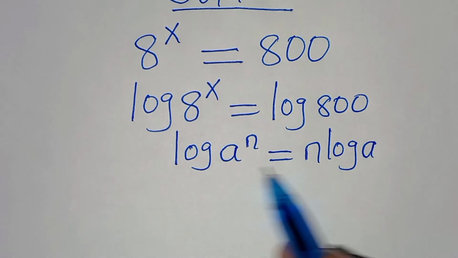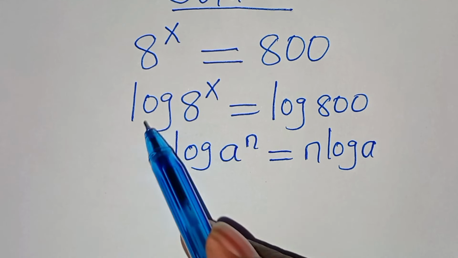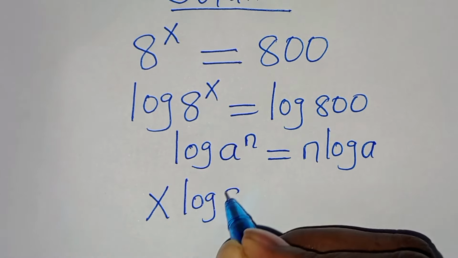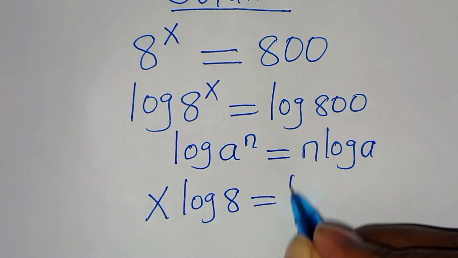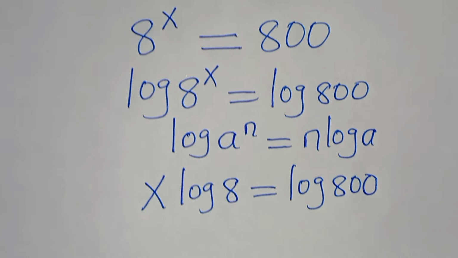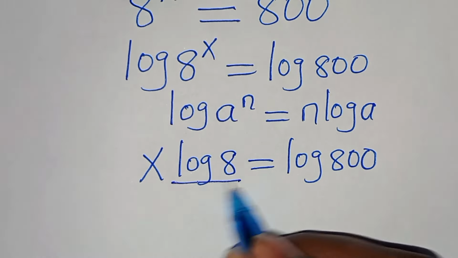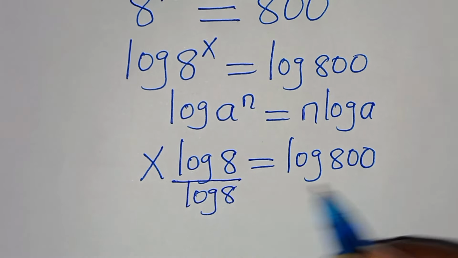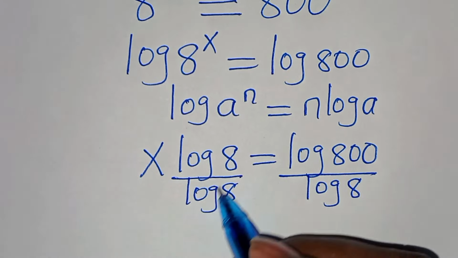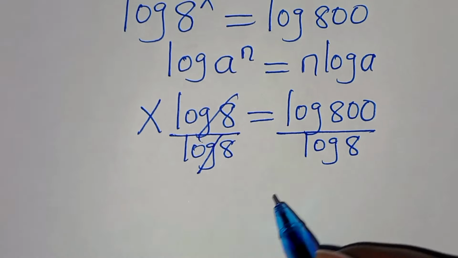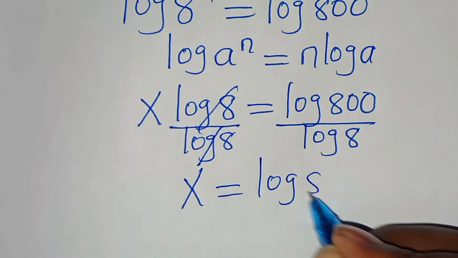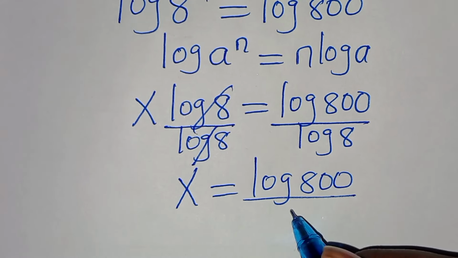Now applying this power rule property of logarithm, log 8 to the power of x becomes x log 8, which is equal to log 800. So let's divide both sides by log 8, and simplify so that we have x equal to log 800 divided by log 8.